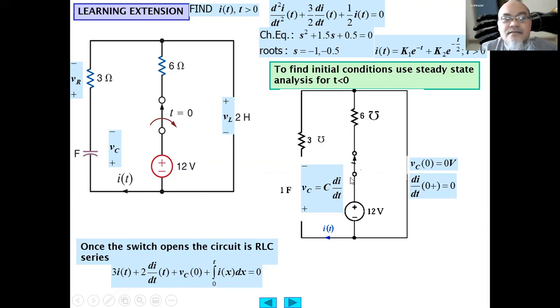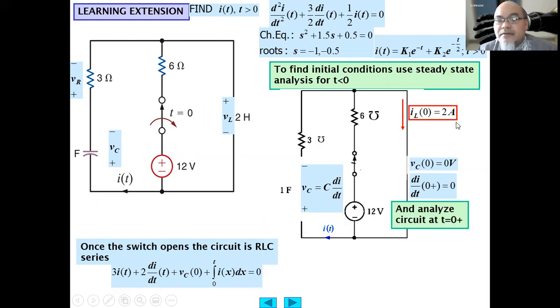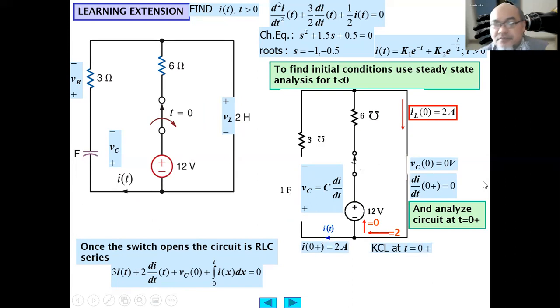The di/dt at this voltage, this capacitance, is also zero. Well, the current flowing through the inductance is 12 volt divided by 6, equals 2 ampere. Analyze the circuit at t just after the circuit is switched open. So the current at 0 plus will be equal to 2 ampere, because if the switch is off, no current flows through this branch, and the 2 ampere flows through the capacitance.